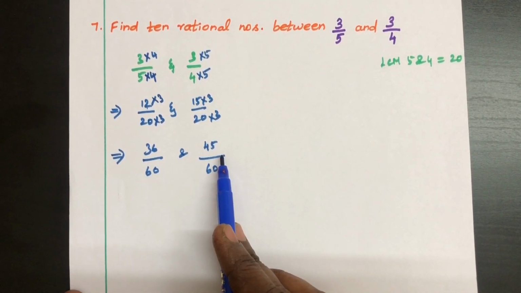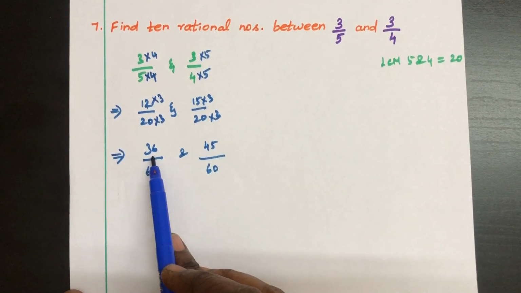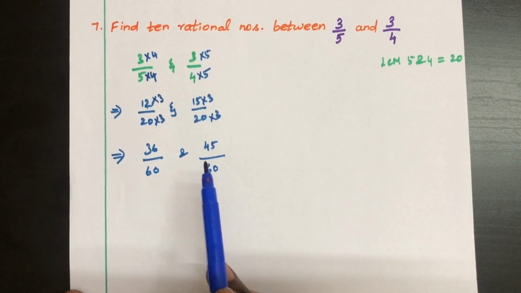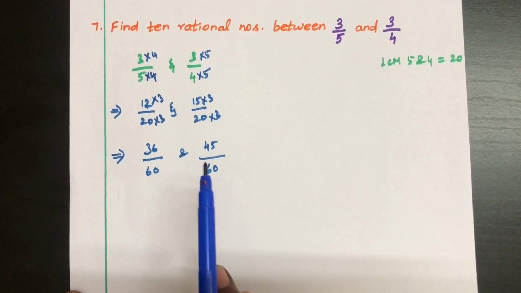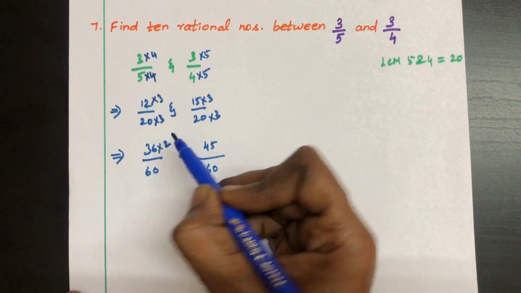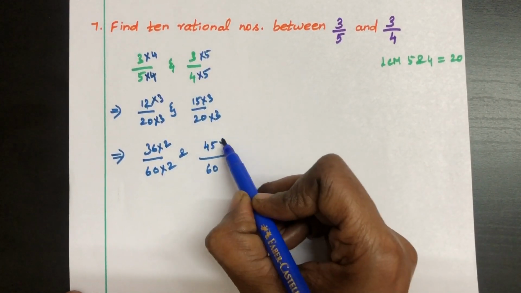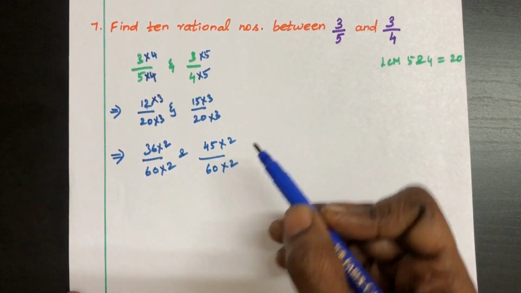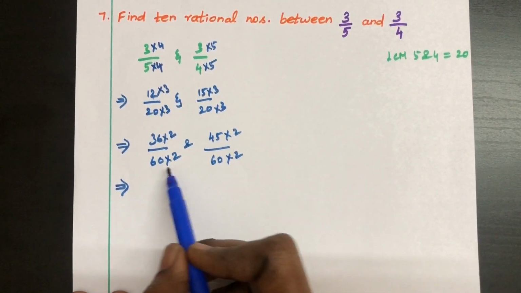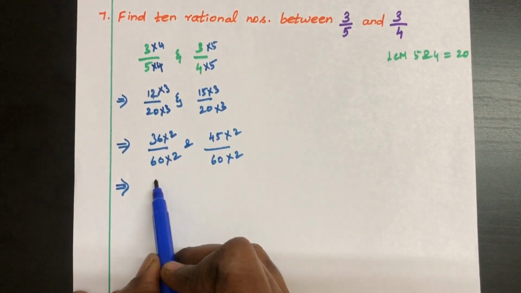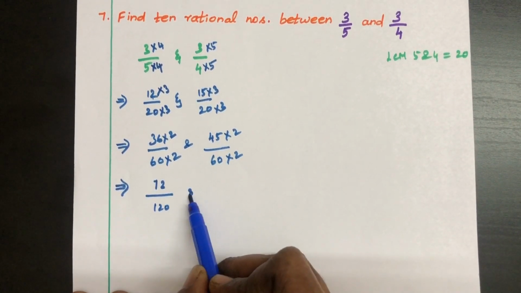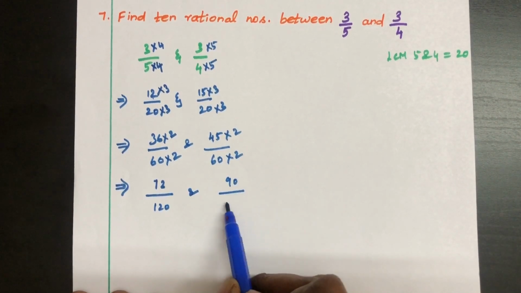Here also we are short of one rational number. This is 36, this is 45, so in between we have only 9 rational numbers. So this is also not possible. So we multiply again by 2 over 2. You can use any number, or use a small number, then we will get it easily. 36 into 2 is 72 by 120 and 90 by 120.